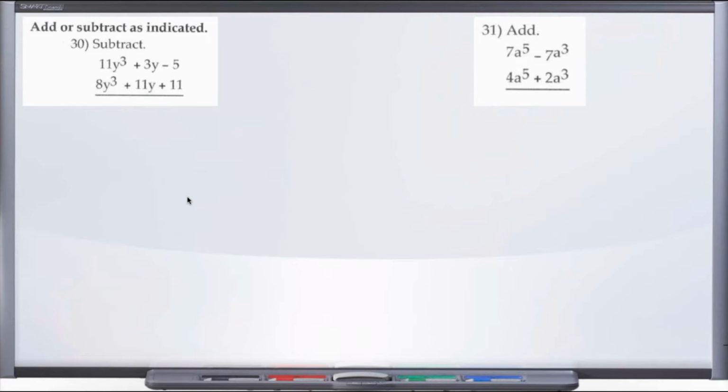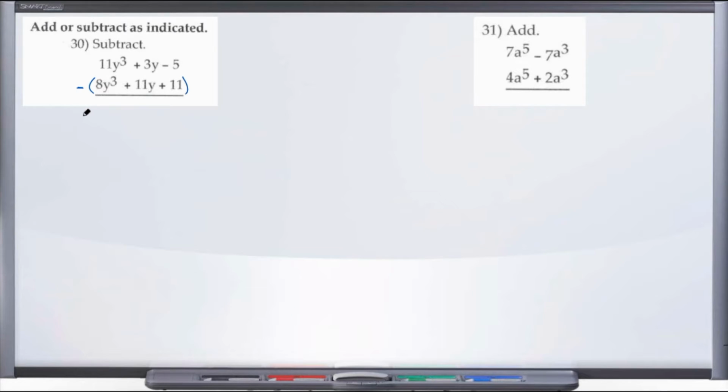All right, so let's take a look here at questions 30 and 31, and maybe a few more after this in this one video. But 30 and 31 here are asking us to add or subtract as indicated. And so for this first one here, 30, we are asked to subtract. So we're just subtracting polynomials. And since we're subtracting, let's go ahead and put our minus sign.